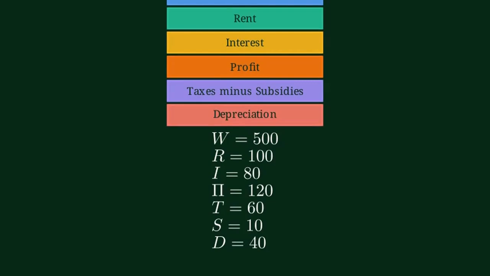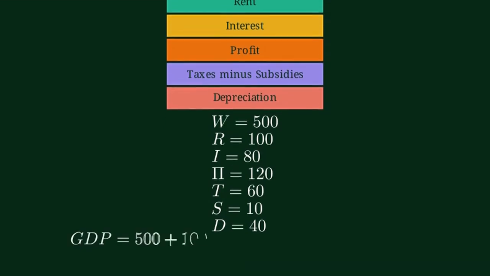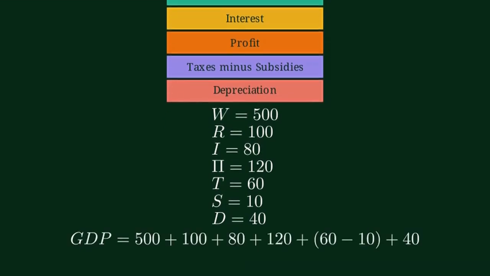Suppose wages are 500, rent is 100, interest is 80, profit is 120, taxes are 60, subsidies are 10, and depreciation is 40. We substitute these into the formula. GDP equals 500 plus 100 plus 80 plus 120 plus 60 minus 10 plus 40.